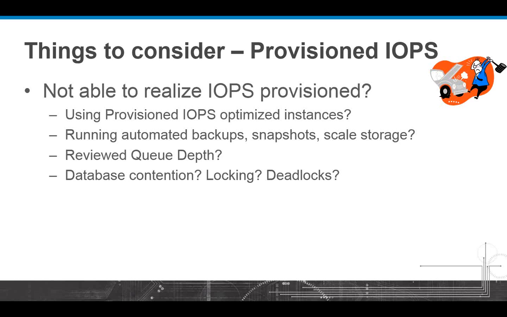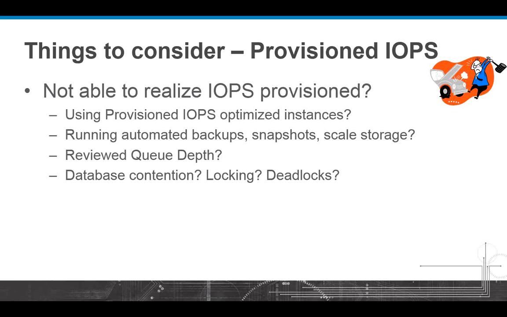The other thing to keep in mind is if you're running IO-intensive operations such as backup, snapshot, scale storage, etc., all these operations do consume some level of IO. If you're running these operations in parallel, you'll see that your application is not able to realize the IOPS that you've provisioned. And the other thing to keep in mind is the queue depth. As a thumb rule, we suggest that for every 1,000 IOPS that you provision, you maintain a queue depth of 1. This is a metric that is available in CloudWatch for you to look at.